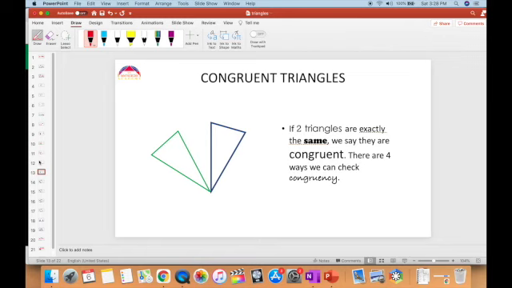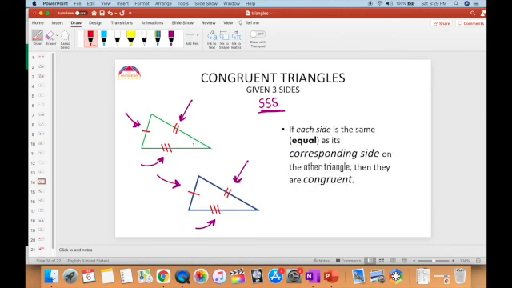But look at the 2 triangles I have in the diagram here. Can you prove that they are the same? How would you do that? Very good. One way is measuring. You can measure the sides and you can measure the angles. Right. So there are 4 different ways to check and see if 2 triangles are the same. The first way is if they have all the same sides, right? So you see here we have SSS.